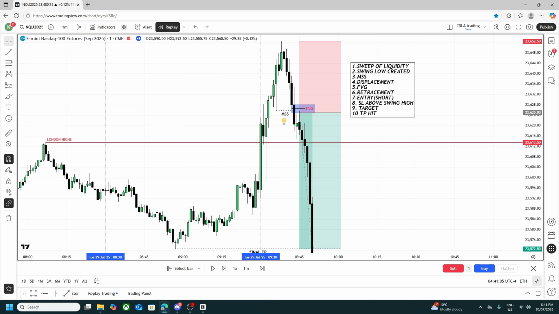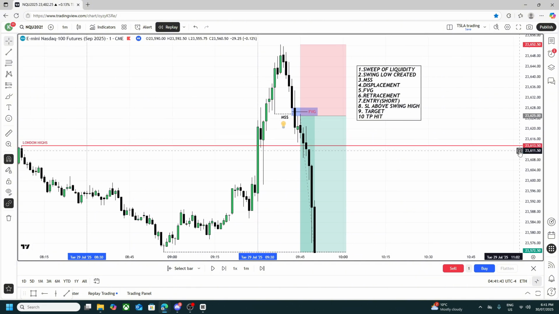And the reason why I'm looking for shorts is because liquidity moves the market. As soon as we take out some sort of buy side liquidity, I'm expecting to go short for price to seek some sort of sell side liquidity. So the second thing I'm looking for after we sweep London highs is a swing low to be created. And as we can see right here, we get that swing low right there. And why is this specific swing low? This specific swing low is because it's the latest swing low that we have before we get a market structure shift and displacement. So the third and fourth thing on our list is a market structure shift and displacement.